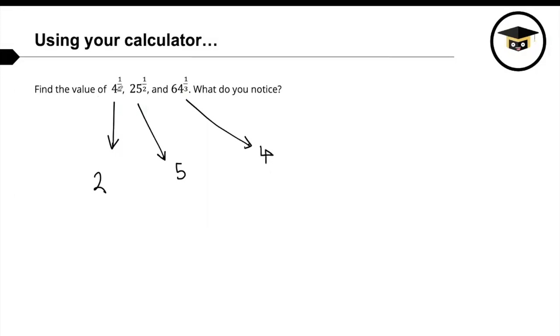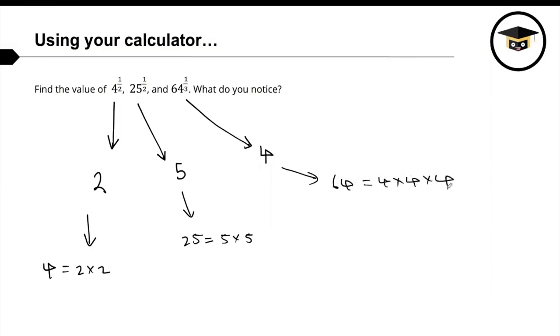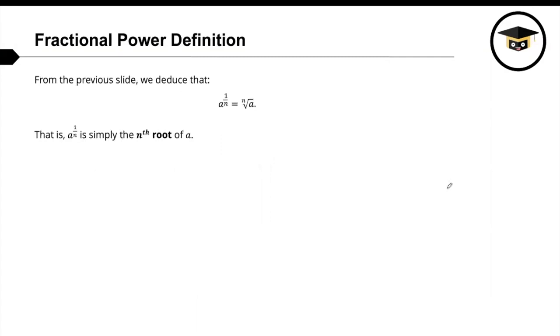Now, what do you notice? Well, the main thing is that the square root of 4 is 2. The square root of 25 is 5. And the cube root of 64 is 4. And just to reinstate that, I want to write 4 is equal to 2 times 2. 25 is equal to 5 times 5. And 64 is equal to 4 times 4 times 4. So now let's move on to our next slide.